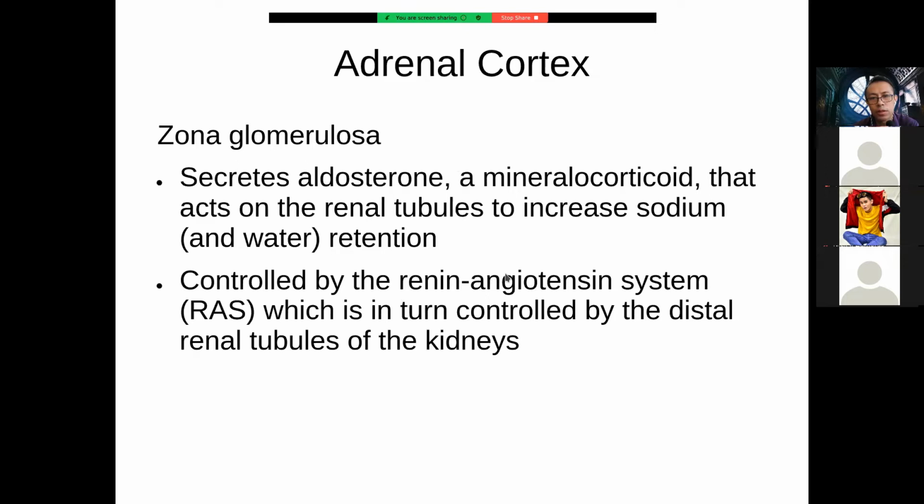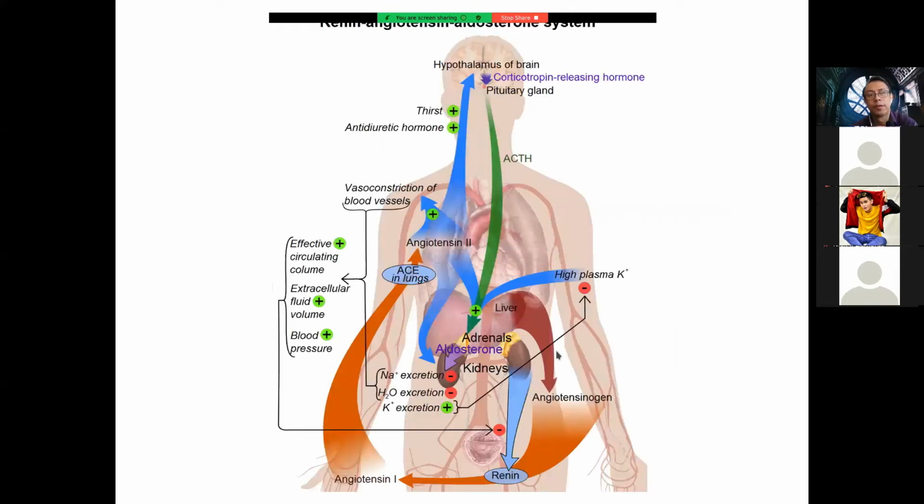So that renin-angiotensin system, which the SARS-CoV-2 targets, is what controls your body's hydration status, hence the connection with the distal renal tubules of the kidneys. So that's the slide I showed you earlier, showing the importance of the zona glomerulosa in terms of its hormone, aldosterone. More on that with your physiology professors and internal medicine.